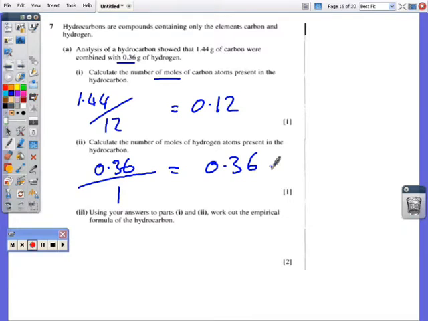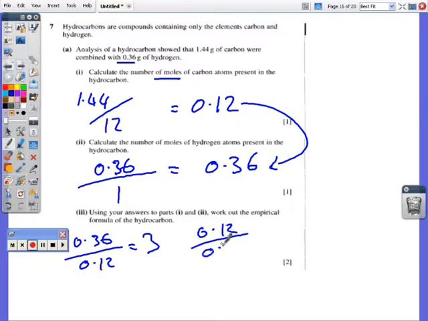So we had to use our answer then to work out the empirical formula. So we simply take the smallest one and we divide it into both. So in other words, 0.36 over 0.12, which is 3, and 0.12 over 0.12, which is 1. So our answer to that is 1 carbon to 3 hydrogens. Now that is the empirical formula.